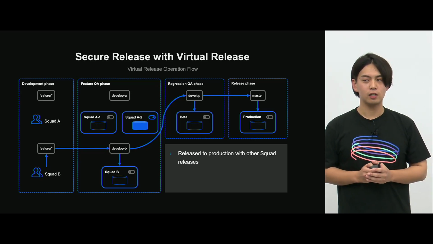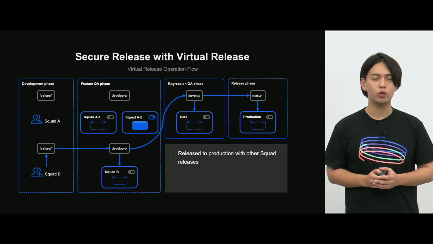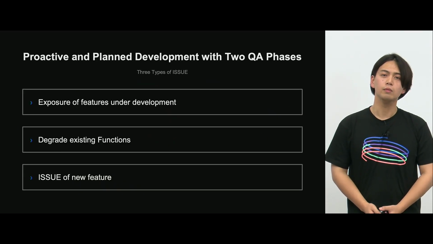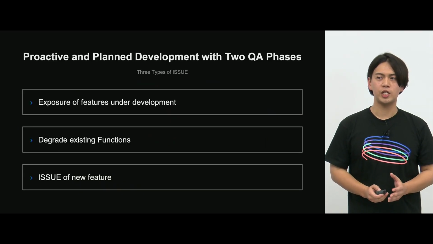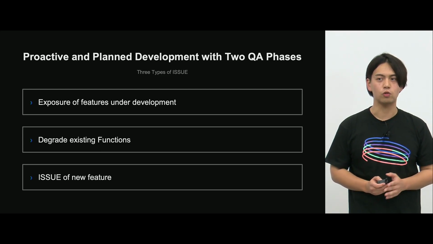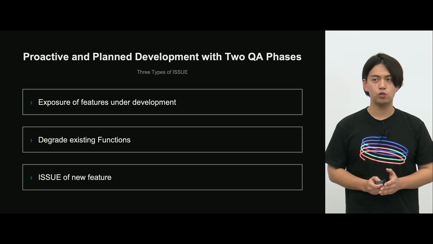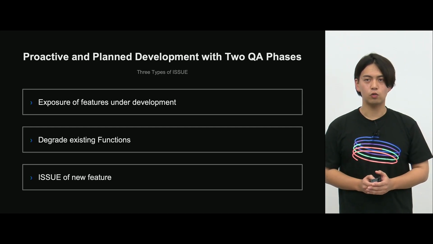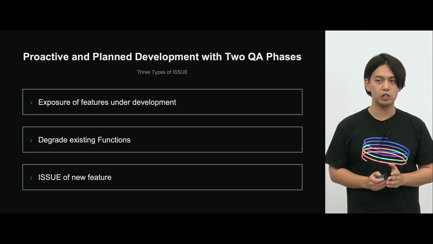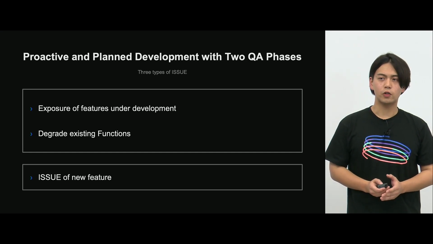Next, we would like to discuss the two QAs. Before I explain the QAs, there are three different issues that I would like to discuss: exposure of functionality under development, degradation of the existing functionality, and issues of the newly developed functionality.